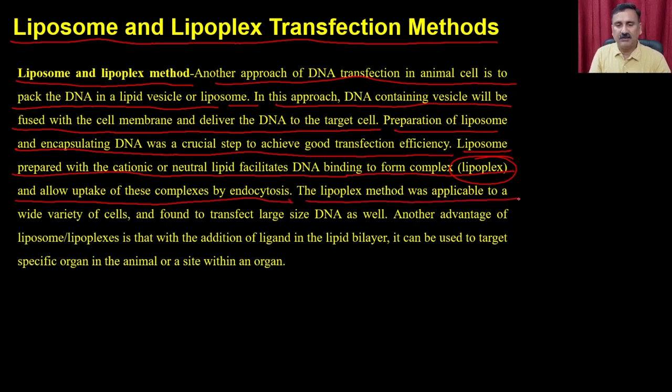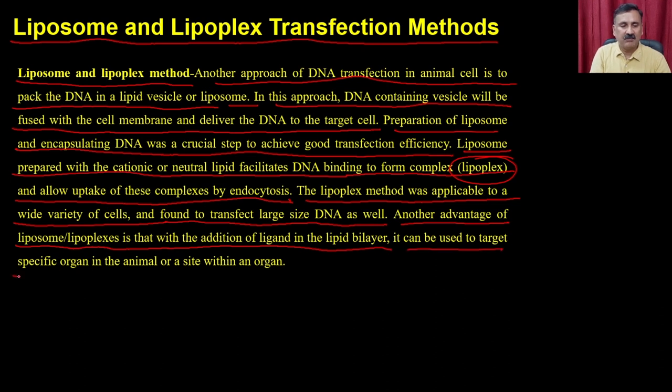The lipoplex method is applicable to a wide variety of cells and is found to transfect large size DNA as well. Another advantage of liposomes or lipoplexes is the addition of ligand in the lipid bilayer. It can be used to target a specific organ in the animal or a site within the organ. So in the liposome or lipoplex method, you are going to either use cationic lipids and make DNA lipid complexes, or you're going to make the liposomes and entrap the DNA into that. Once you prepare the liposome, it is going to fuse with the cells, and that's how it is going to deliver the DNA.